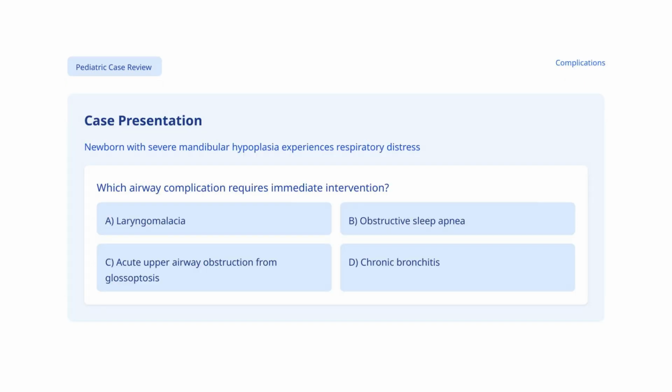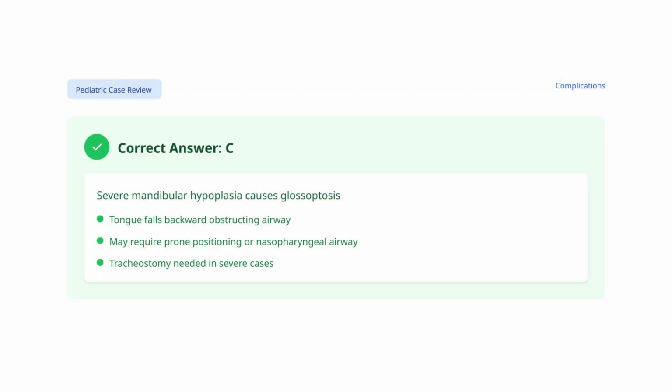A newborn with severe mandibular hypoplasia experiences respiratory distress. The question asks, which airway complication requires immediate intervention? Option A, laryngomalacia. Option B, obstructive sleep apnea. Option C, acute upper airway obstruction from glossoptosis. Option D, chronic bronchitis. Consider life-threatening emergencies. The correct answer is C.